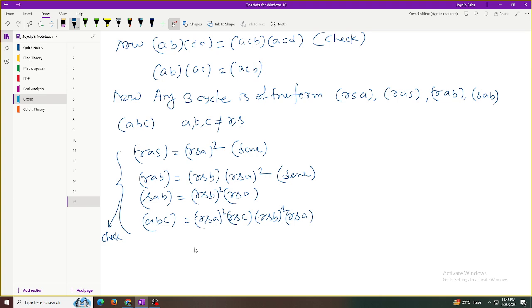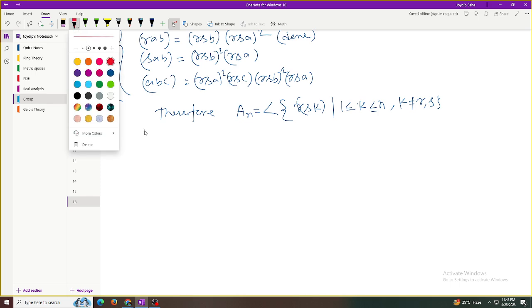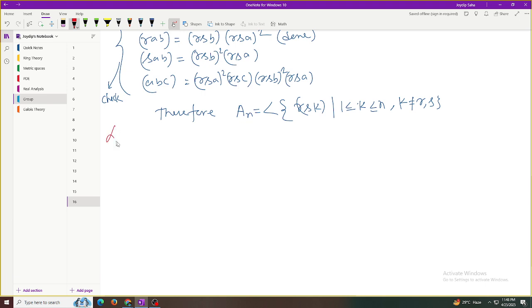Therefore An is generated by RSK, where 1 less than or equal to K less than or equal to n, and K not equal to R, S. R, S are fixed. Okay, this is a generator. The next lemma is very important. I will just write the statement.